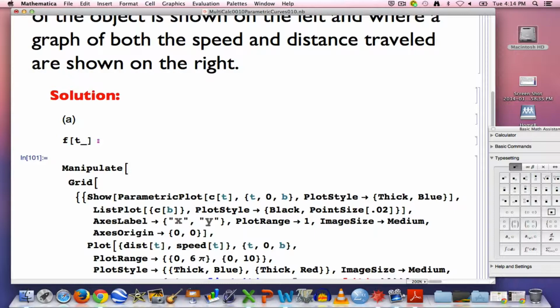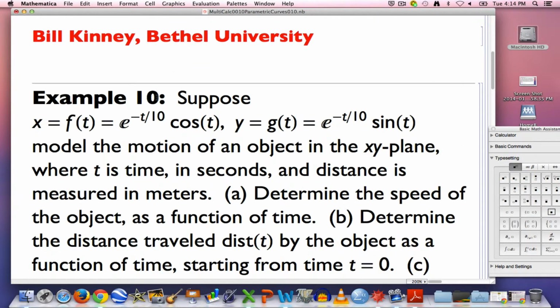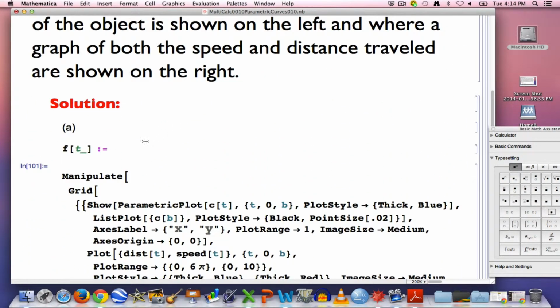Something new in this video is that I'm going to be entering an exponential function, the number e. There are actually 3 ways this can be done in Mathematica. I could type in f of t like this: Exp with a capital E and then square brackets, negative t over 10, to represent e to the negative t over 10 power, times the cosine of t. Notice, again, the capitalization is important and the square brackets are important for function arguments.